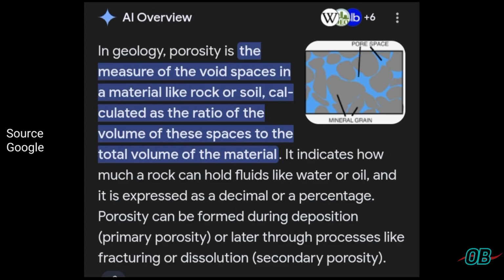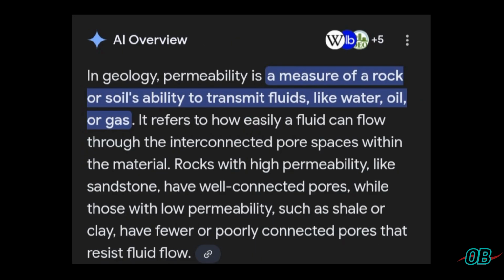Porosity. This is a measure of the void spaces in a material like rock or soil, calculated as a ratio of the volume of these spaces to the total volume of the material. It indicates how much a rock or soil can hold fluids like water.